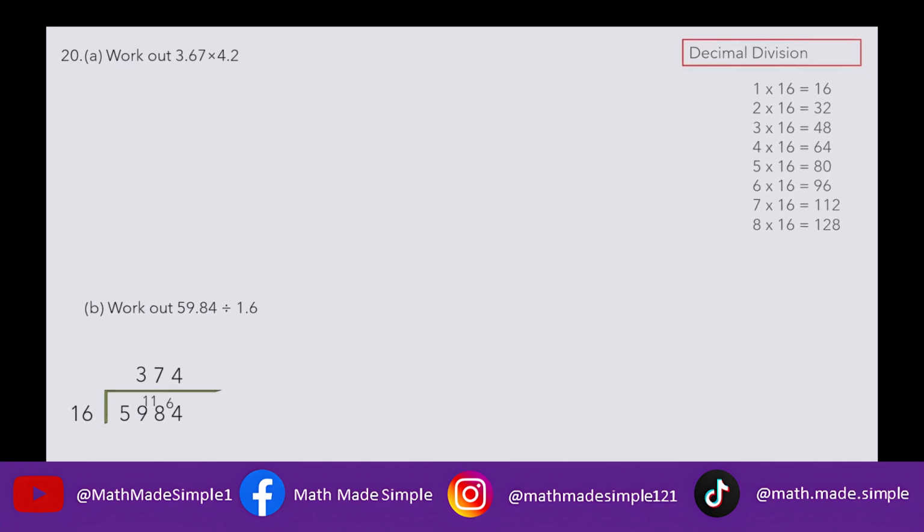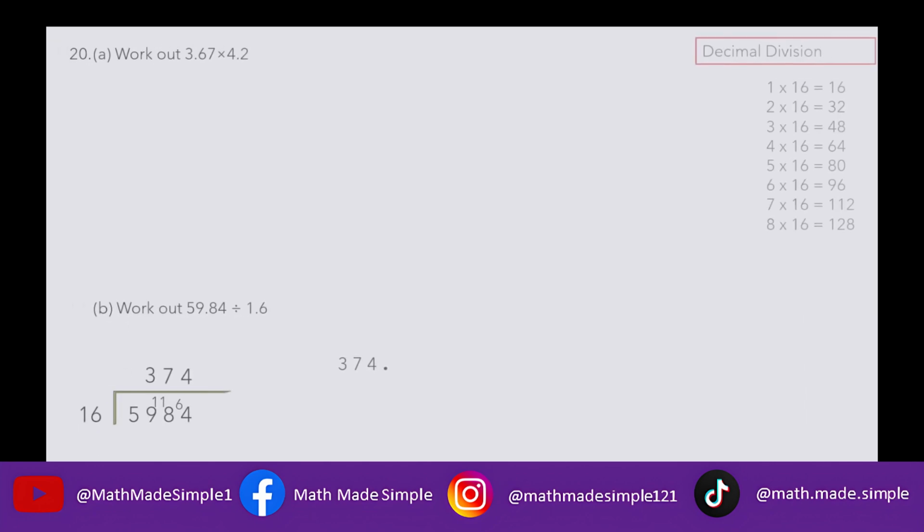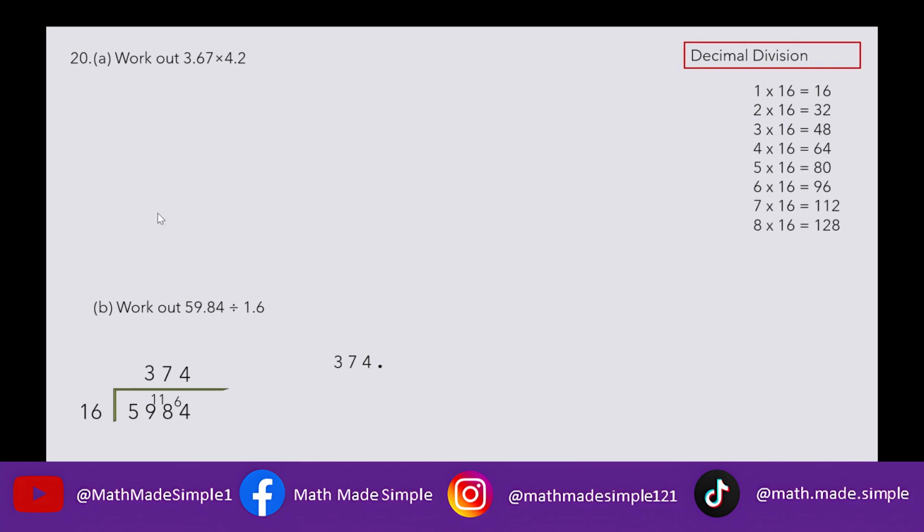And then remember I omitted the decimal places at the start. So in division, I multiplied this by 10, but I multiplied this by 100, and I multiplied this by 10. So in total, this answer is only 10 times greater because it's 100 divided by 10, which is 10. So I only need to move the decimal place once.